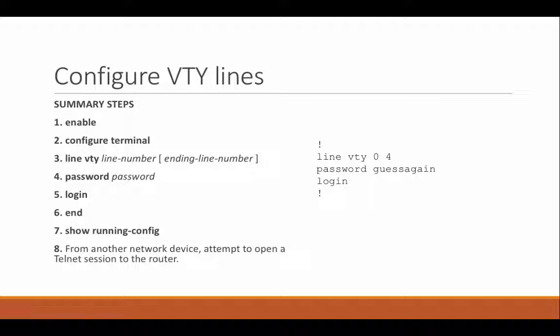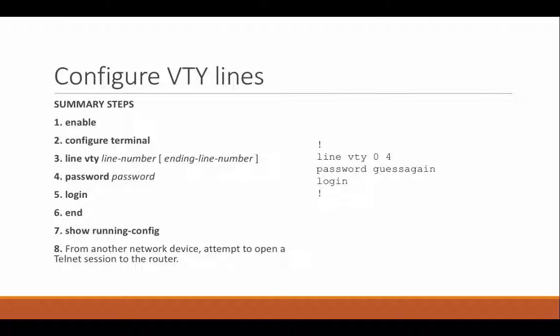So in configuring the VTY lines, you do enable mode, configure terminal, then you do the line VTY number, then you do a password, login and show running, and then from another network device you try and access the router. Now some routers have telnet, some routers have the ability for SSH, so abbreviated as VTY, virtual teletype.